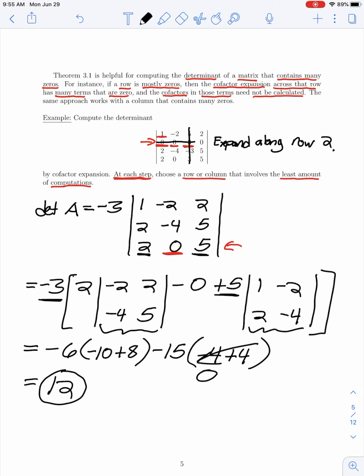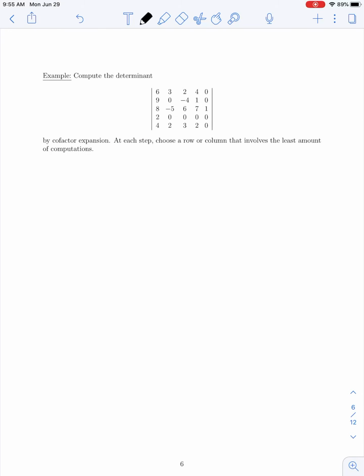So let's look at another one. In this next example, we have a similar sort of problem where we are asked to compute the determinant of this 5 by 5 matrix using a cofactor expansion, and along each step we want to choose a row or column that would involve the least amount of computation. So let's consider how to find the determinant of this matrix A.